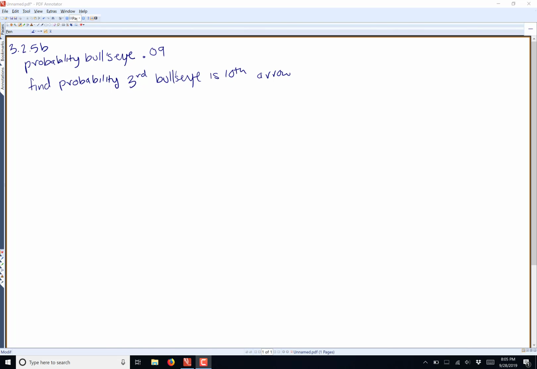So problem 3.2.5b, we have an archer that's shooting arrows and the probability of a bullseye is 0.09, and we said each shot should be independent of the other shots. And we want to find the probability that the third bullseye is on the 10th arrow.